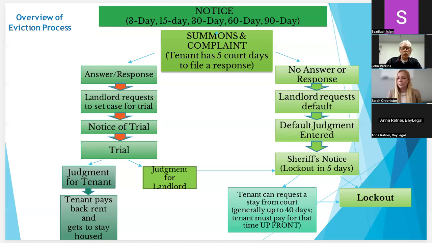So step 2, summons and complaint. This is what the landlord is filing with the court. This is going to be usually something that's 20, 30, 40, 50 pages long. And so a lot of times, once a landlord files an eviction with the court, the court sends a notice to the tenant, to whoever lives at that unit, saying, an eviction has been filed against you, here are some resources.